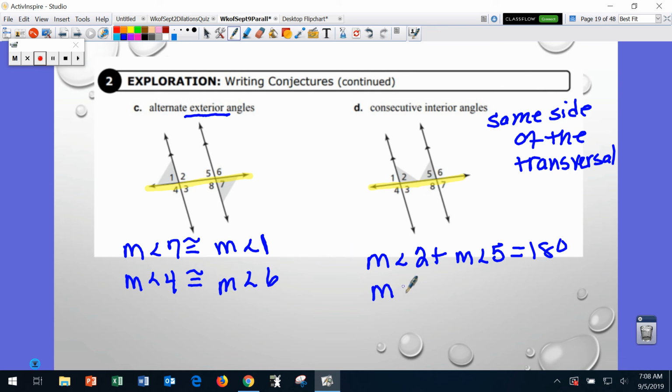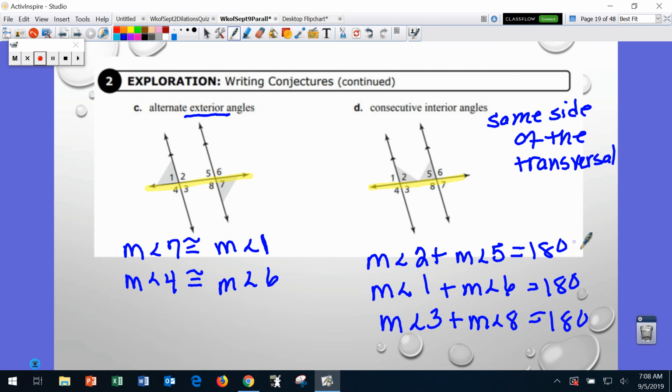I can say the same exact thing for the measure of angle 1 plus the measure of angle 6, which should also be 180. If I go back inside the parallel lines, these two angles are right one behind each other. So the measure of angle 3 plus the measure of angle 8 is also 180 degrees. And the rule here, same side of the transversal, you call it ST. And then the measure of angle 4 plus the measure of angle 7 is also equal to 180. Same side of the transversal. And we're done with that one.